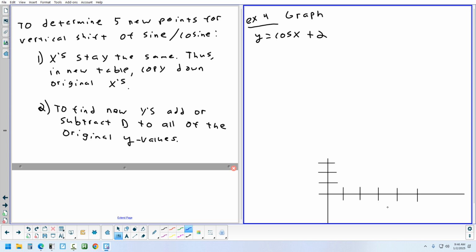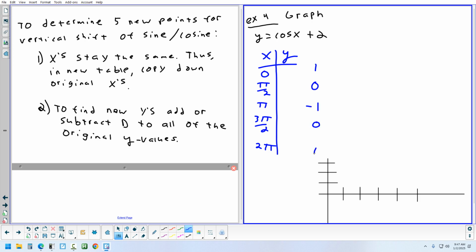So which column is staying the same? The X's are staying the same. And Ben, can you tell me what my x's are? 0, pi divided by 2, pi, 3 pi divided by 2, and then 2 pi. Now the original y's I'm just going to put off to the side for reference. 1, 0, -1, 0, 1.